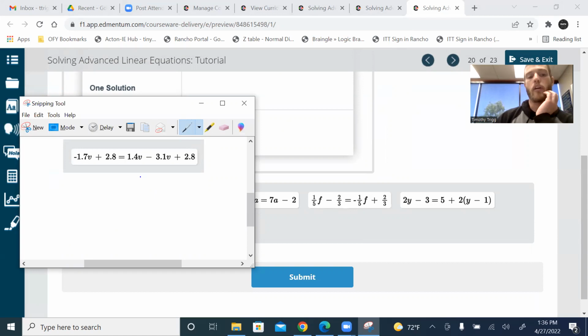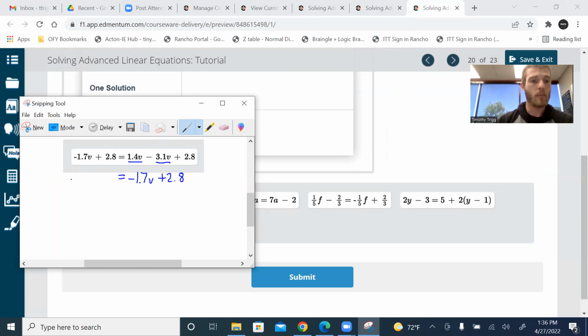The first thing I want to look at, and I notice here, is that this right side of the equation has a 1.4v minus 3.1v. So these two terms, you can combine those because they both have the same variable. They are like terms. So 1.4v minus 3.1v, which is negative 1.7v. We also have this plus 2.8 on this side.